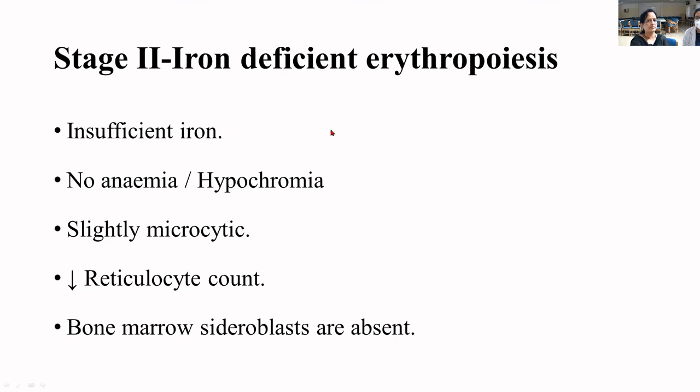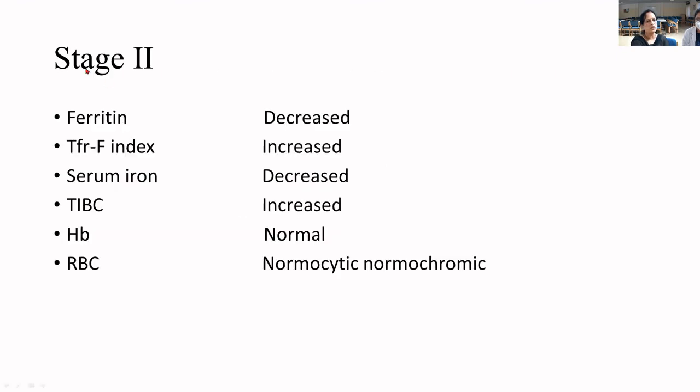In stage 2 iron deficient erythropoiesis, there will be insufficient iron stores. There might be anemia or might not be. A slightly microcytic blood picture will be seen. Reticulocyte count will be decreased. Bone marrow sideroblasts are absent. Okay, so why are you stressing about sideroblasts here? To rule out. Okay. In stage 2, ferritin will be decreased.